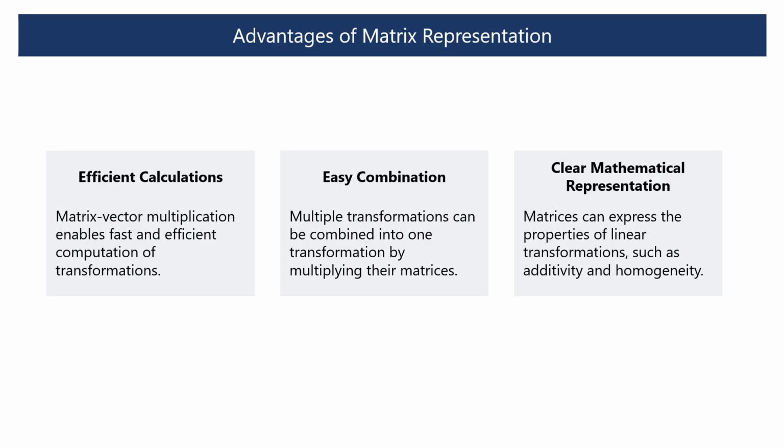There are several advantages of matrix representation. The first is efficient calculations. Matrix vector multiplication enables fast and efficient computation of transformations. The second is easy combination. Multiple transformations can be combined into one transformation by multiplying their matrices. The third is clear mathematical representation. Matrices can express the properties of linear transformations, such as additivity and homogeneity.